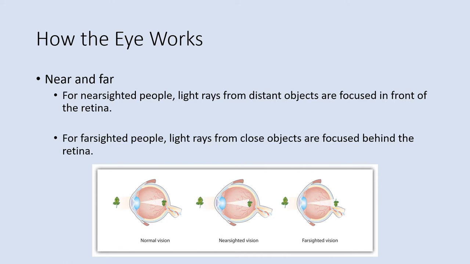A couple of common visual problems are caused by focusing problems in the lens. For nearsighted people, light rays from distant objects are focused in front of the retina. For farsighted people, light rays from close objects are focused behind the retina.